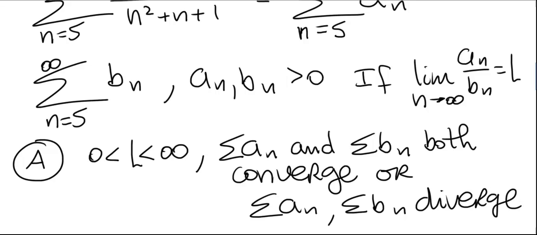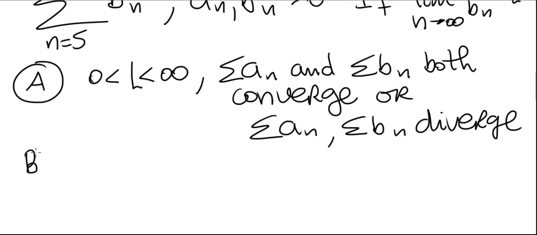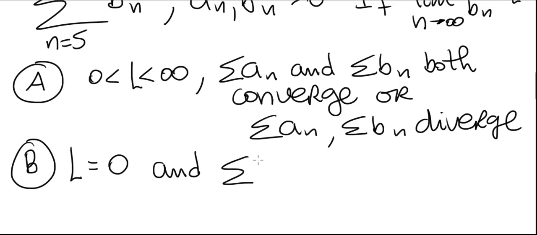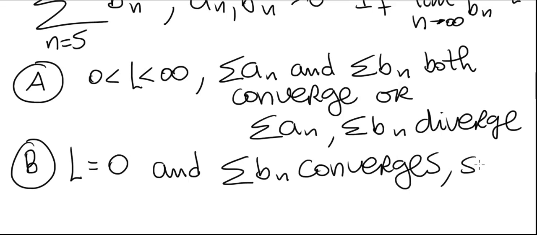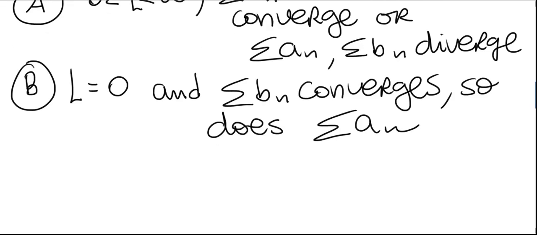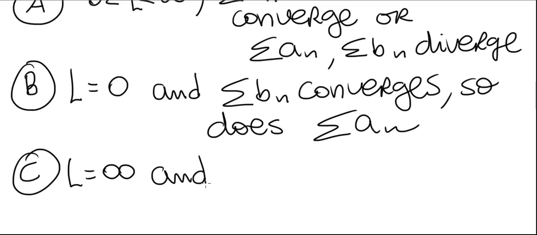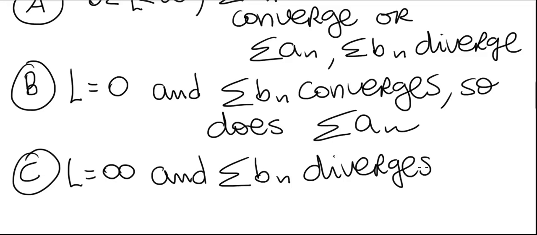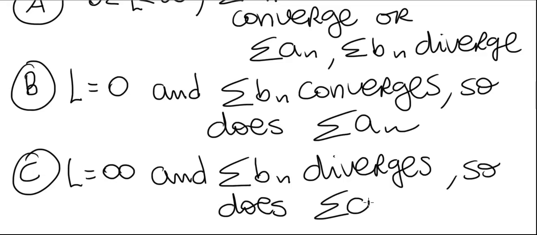Case B, the second possibility, is if L equals 0 and the b sub n series converges, so does the a sub n series. And case C, if the limit is infinite and the b sub n series diverges, so does the a sub n series.